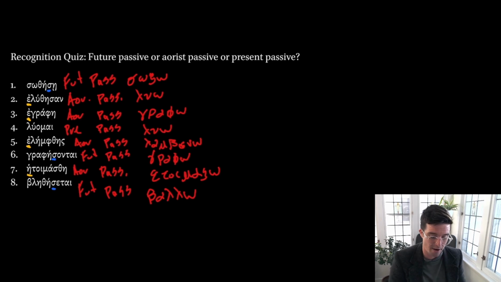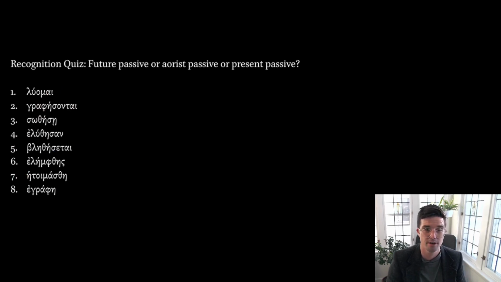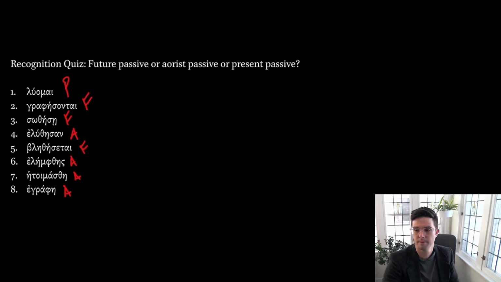And remember to look out for the epsilon augment or the long vowel augment, and look out for the sigma of the future. So go ahead and pause, number 1 through 8 on your whiteboard. Same things mixed up in a different order here. Identify whether we have future passive, aorist passive, or present passive. All right, I didn't write them all the way out this time because we did that last time. Luomai is our present passive. Graphesontai, sigma there, future. An epsilon here is an augment for the aorist. Blethes, the sigma there, future.